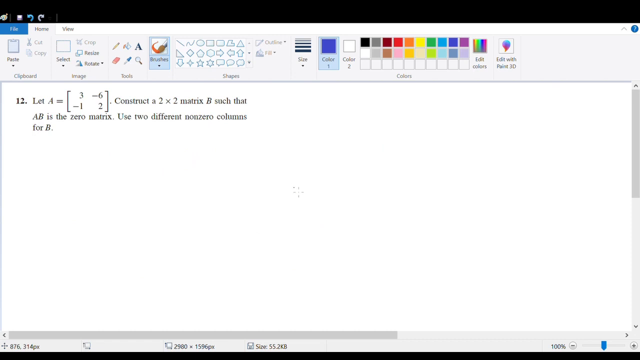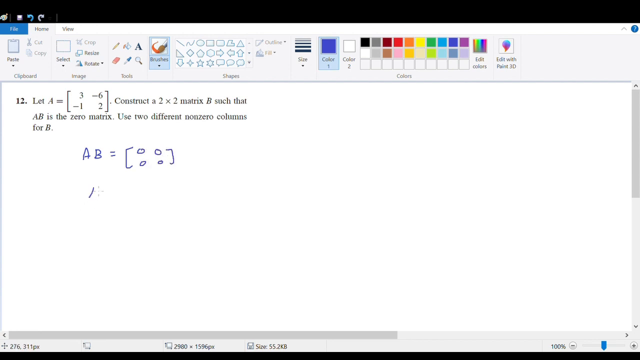In 12, let A equal [3, -1; -6, 2]. Construct a 2 by 2 matrix B such that AB is the zero matrix. Use two different non-zero columns for B. So here we have our matrix A, and we want to construct B such that AB is equal to the 0 matrix, which is this.